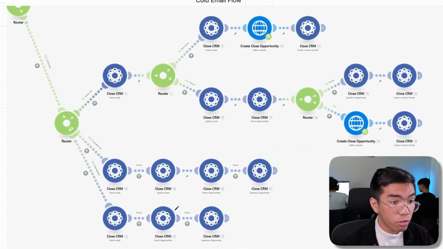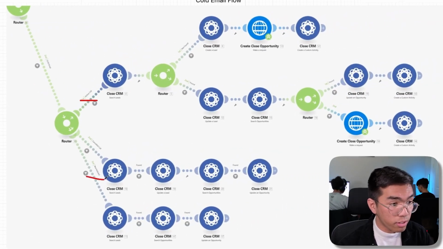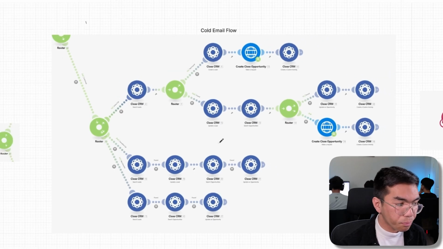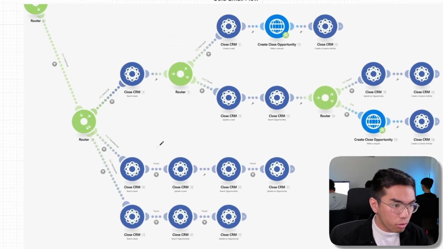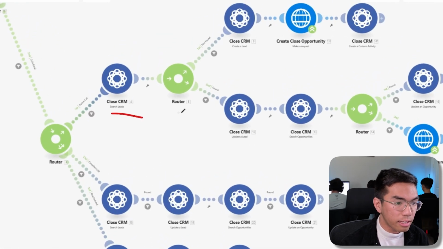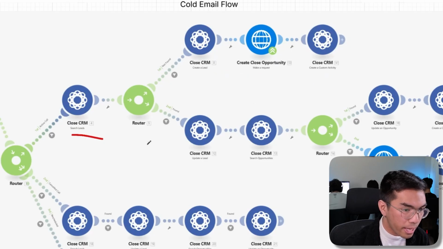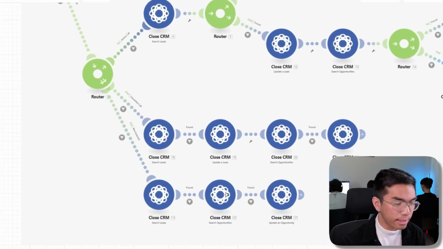Here, we have conditions for call booked, call rescheduled, or canceled. So these are filters that graph what direction the automation should run. For call booked, we search Close to see if this lead already exists. If they're found, we route to update the existing lead with the new information and update their status. If they're not found, we create a new lead in Close with all the Calendly form data, then create an opportunity attached to that lead.